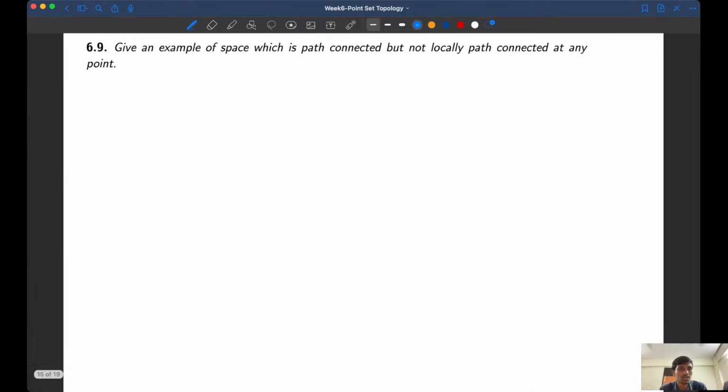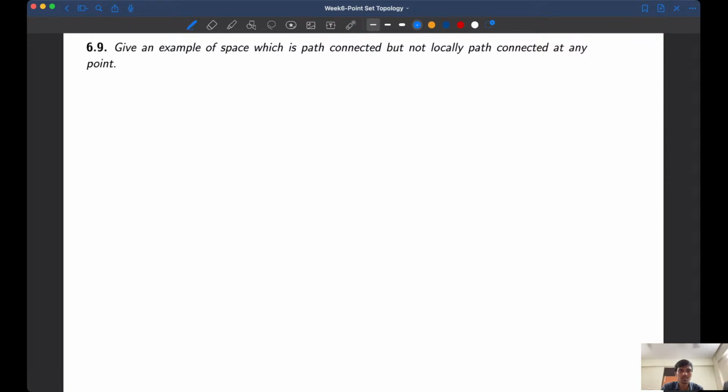Okay, and finally, give an example of a space which is path connected but not locally path connected at any point. So whenever you have path connected, you know many spaces which are path connected but not locally path connected, but I'm saying that locally path connectedness fails at every point, so that it is not locally path connected at any point. So the usual example, you know, is this broom space or comb space.